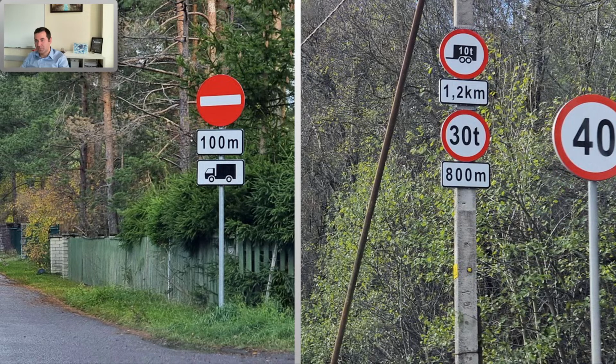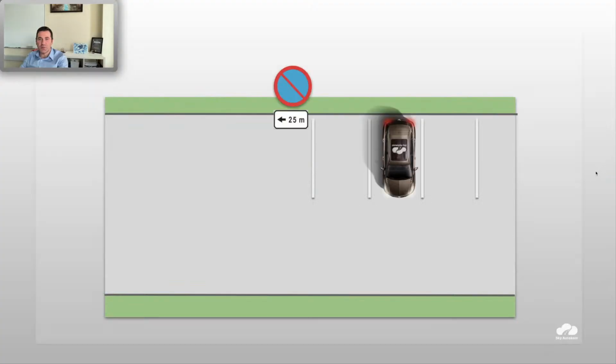800 meters. So all the trucks which are heavier than 30 tons, they have to make a U-turn because after 800 meters, they simply cannot enter. And also the trailers which are heavier than 10 tons, they cannot go farther than 1.2 kilometers. And 40 speed limit. It's 40. It's a speed limit because there is no T letter, so it means that there is only a speed limit.